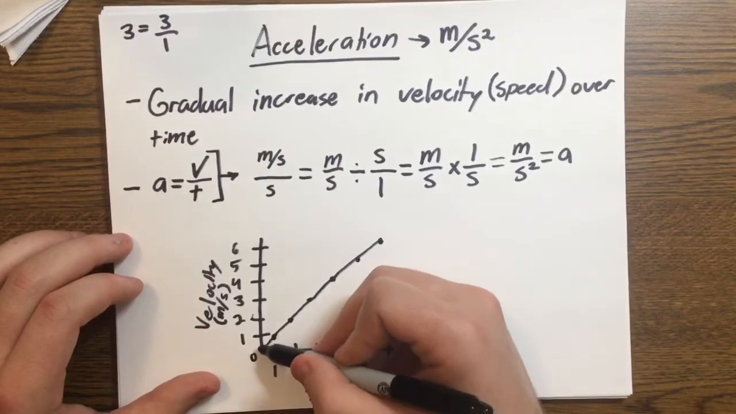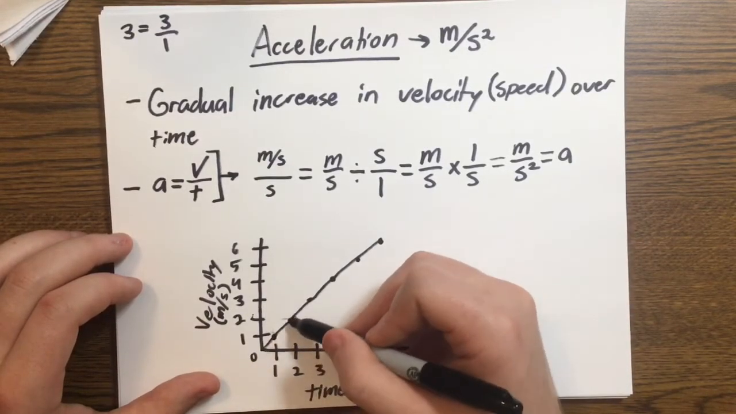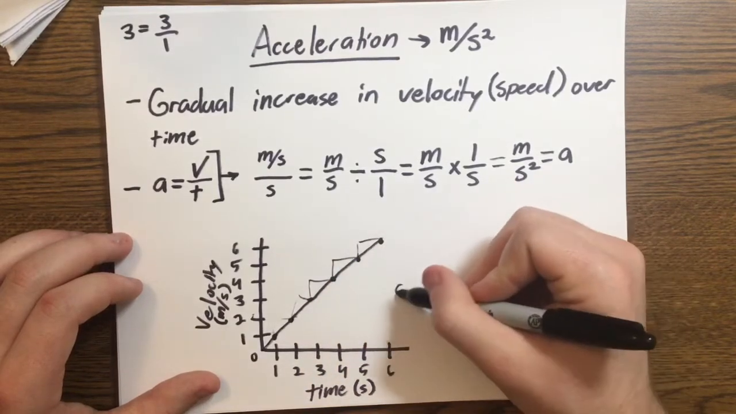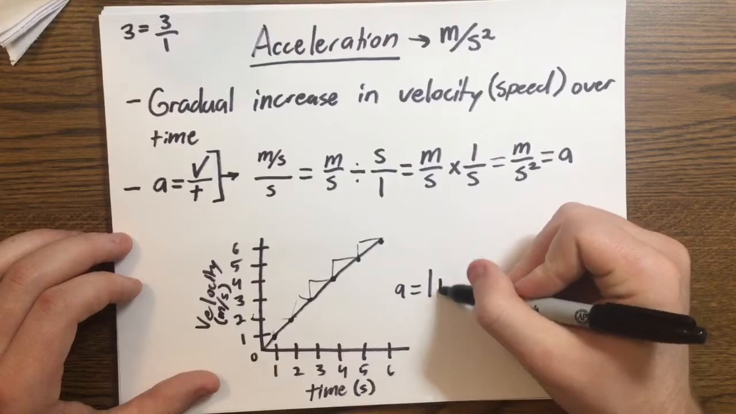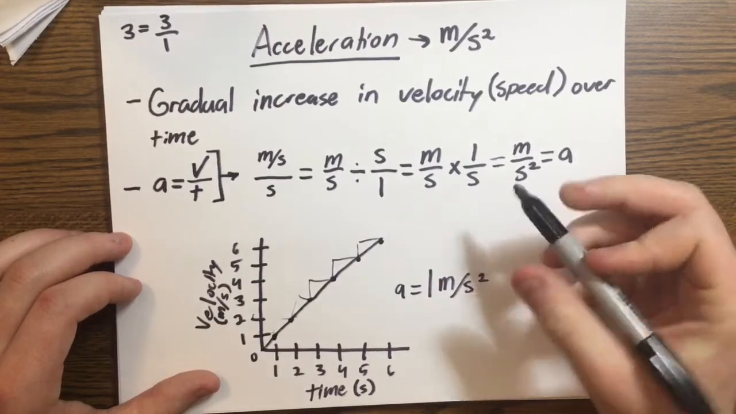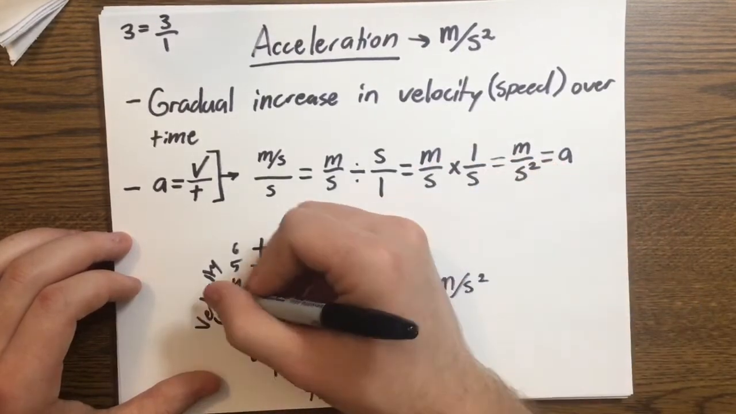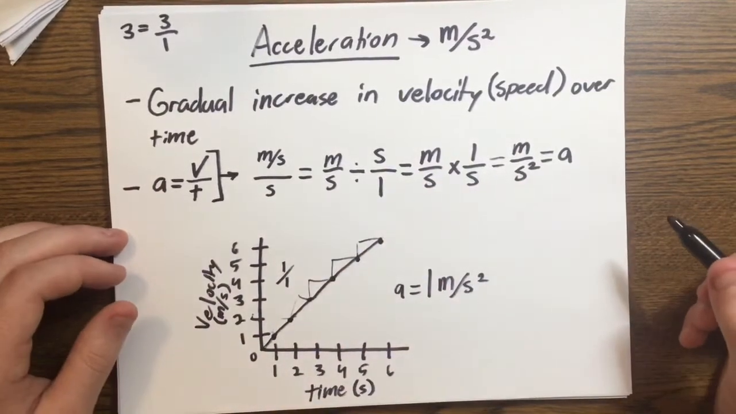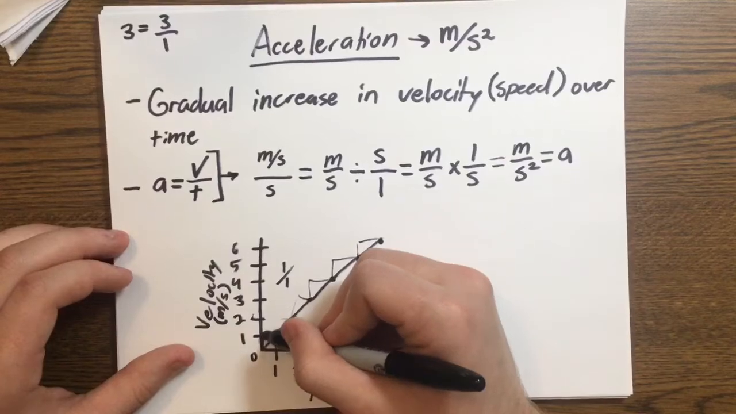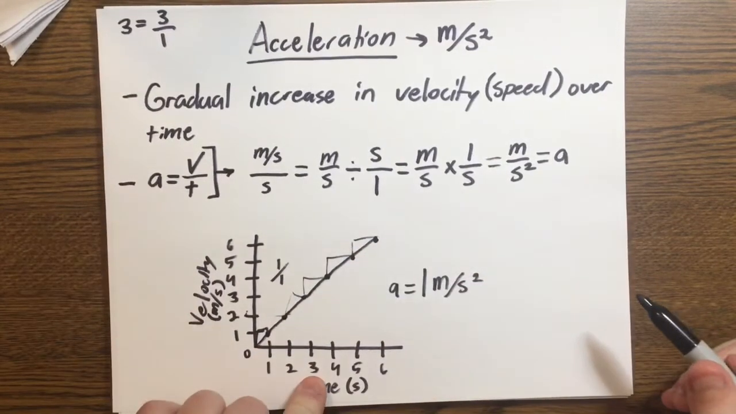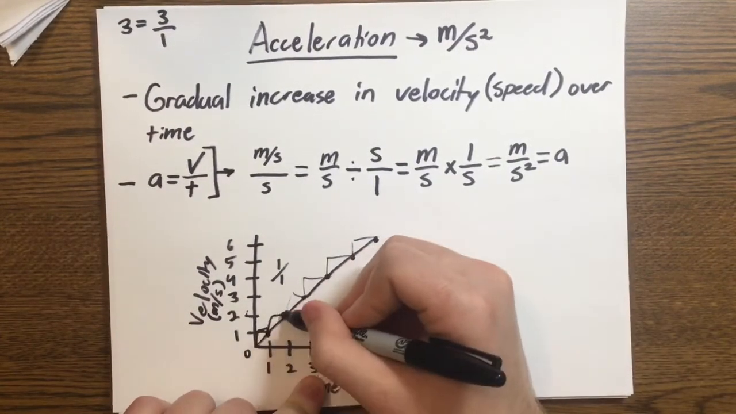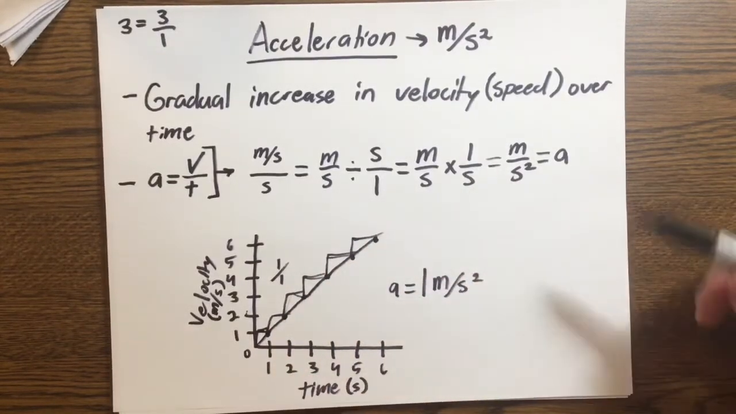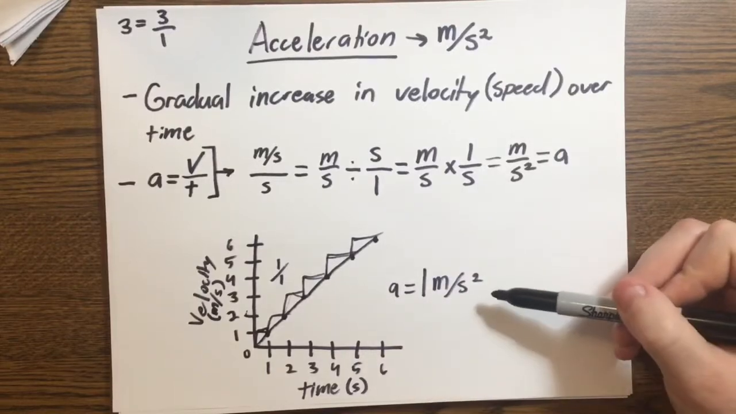So we'd be increasing 1 over 1, 1 over 1, 1 over 1. Our acceleration would be 1 meter per second squared, because each of these increases is 1 meter per second over 1 second. So, looking at a graph of velocity over time, you can calculate acceleration. In your homework, I'm going to have you graph your acceleration.